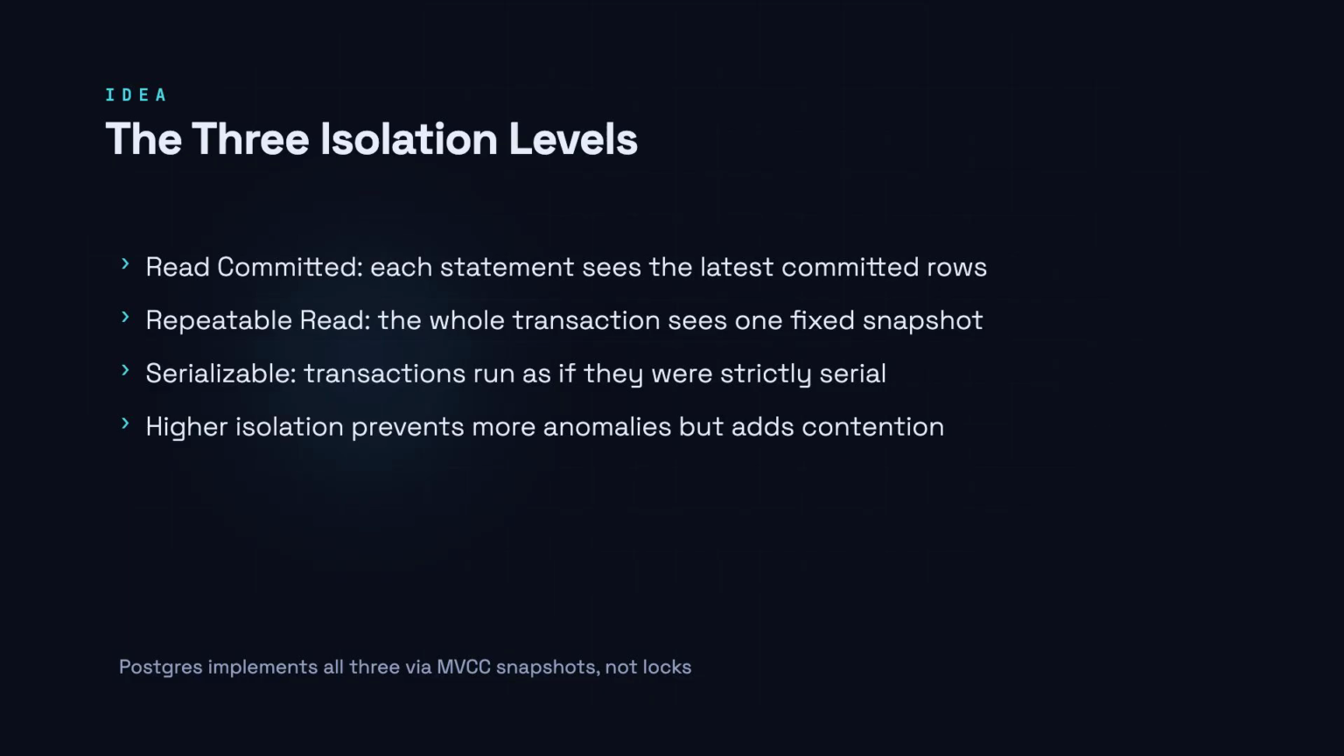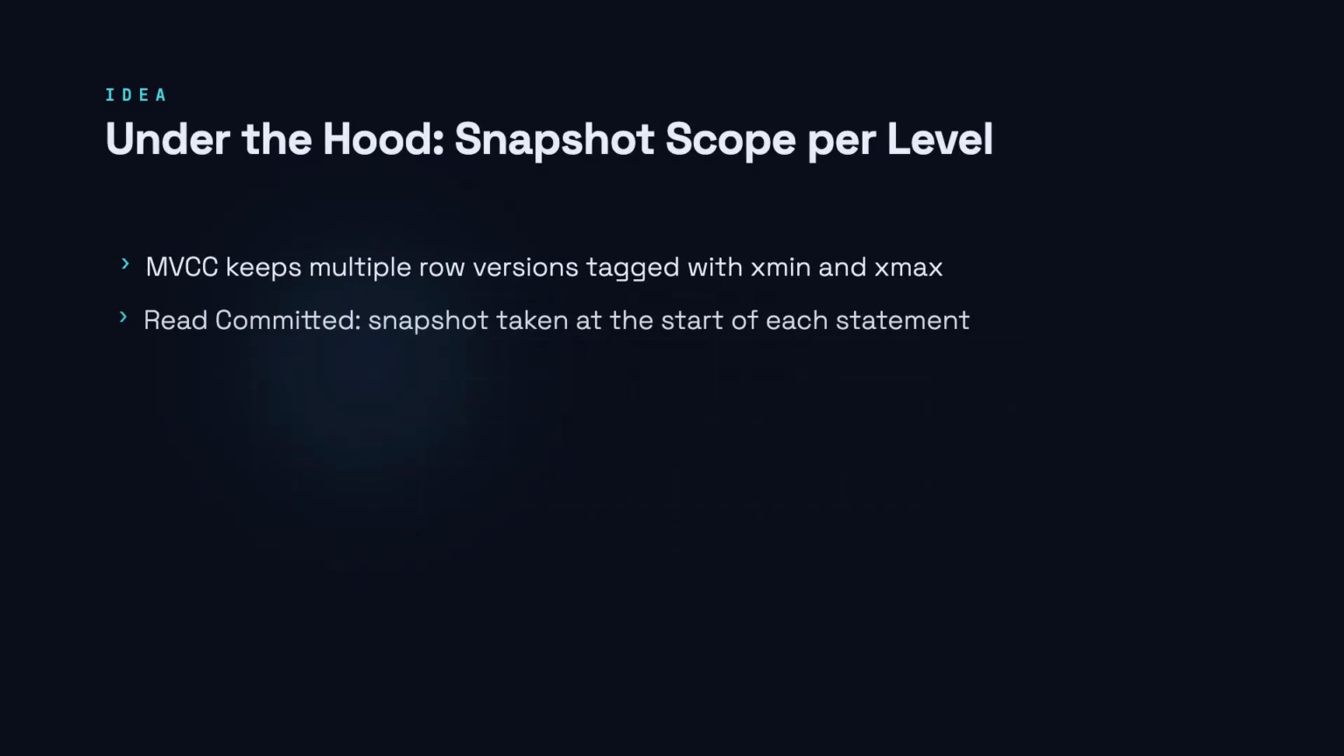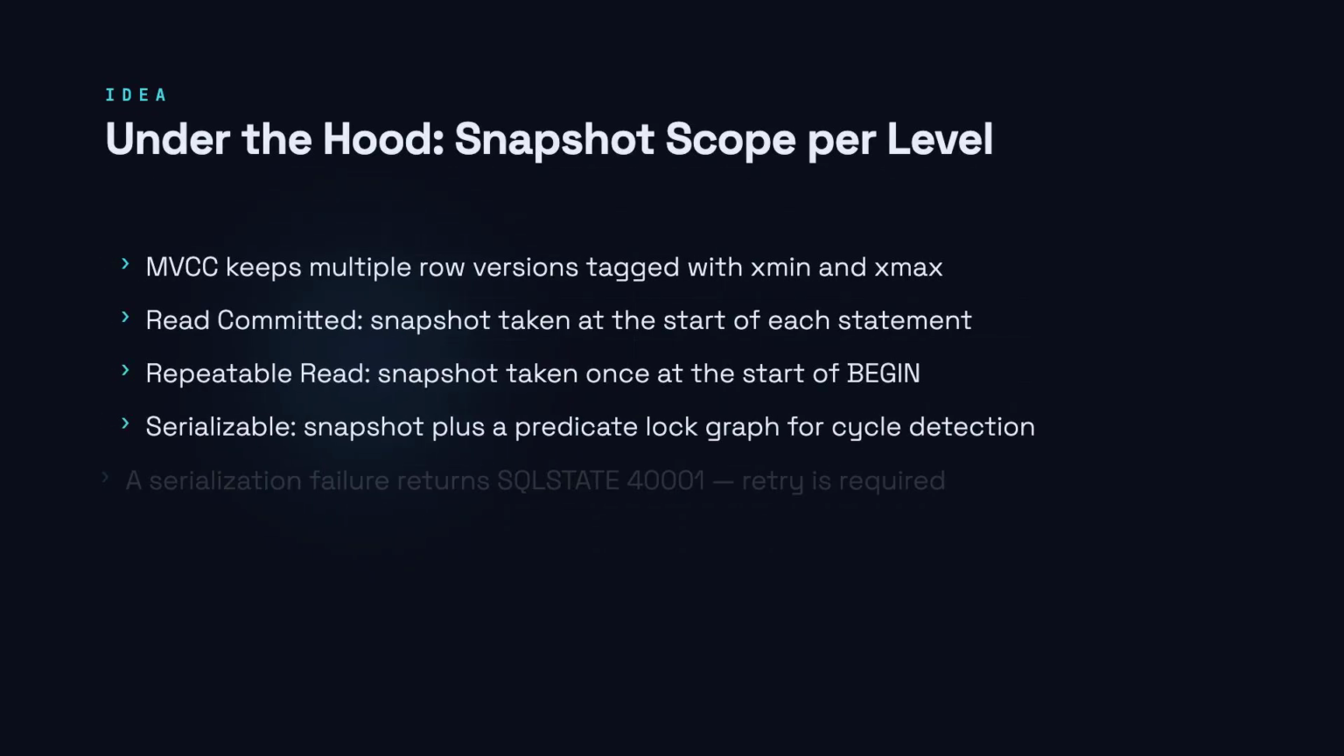Repeatable read freezes the snapshot at transaction start. Serializable adds dependency tracking to catch conflicts that snapshots alone cannot prevent. Every query consults the transaction snapshot to decide which row versions are visible.